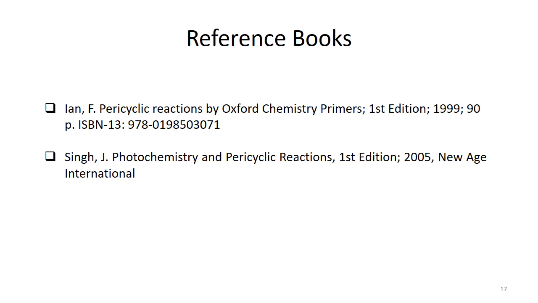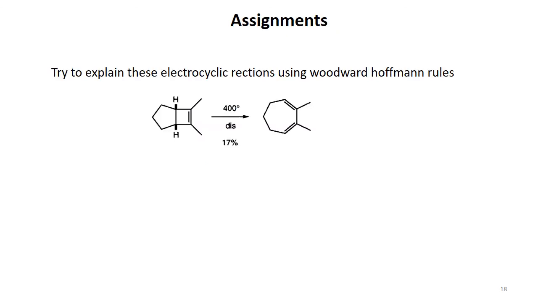These are the reference books. You can follow Ian Fleming's book and also Singh's book for further elaboration of these reactions. And I have this reaction here. I want you to apply the Woodward-Hoffmann rules here, and don't be confused by it very much, because this is almost the same thing we have learned in this lecture. This is cyclobutene conversion to butadiene, the only difference here is that it has a substituent attached to it.